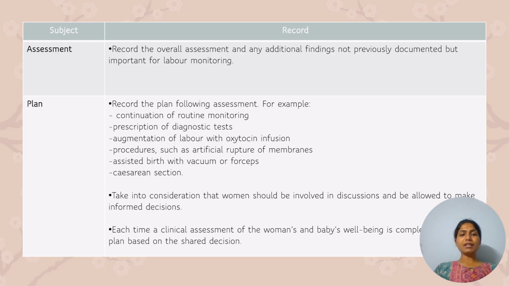All these form the recording of the plan, and we have to take into consideration that the woman should be involved in decision making. This is very important. Even if cesarean section is indicated and she is not giving consent, we have to take her points into the decision making. If she wants to wait for another 15-20 minutes, we have to give her decision prime importance. And each time a clinical assessment of the baby and mother's well-being is completed, this plan should be shared with the mother for shared decision making.